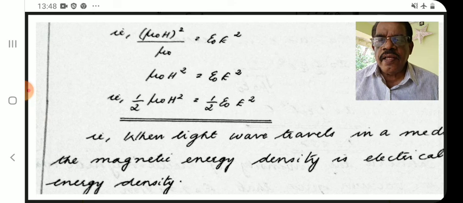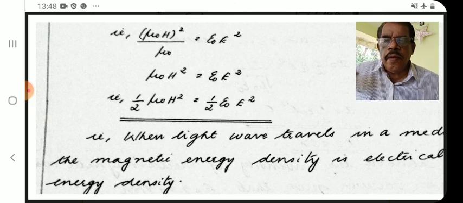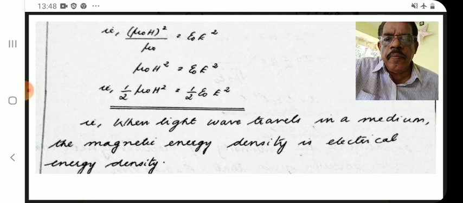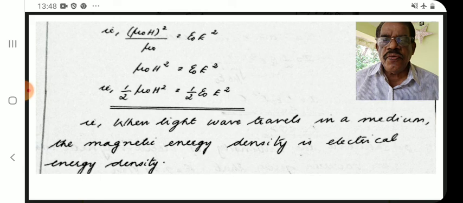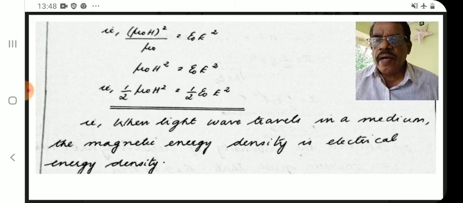That is, when a light wave travels in a medium, here the medium is vacuum, the magnetic energy density is equal to the electrical energy density.